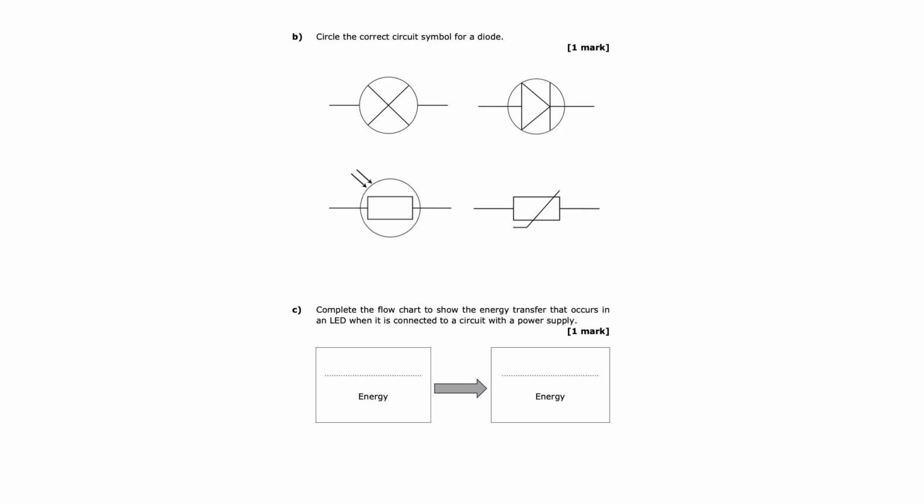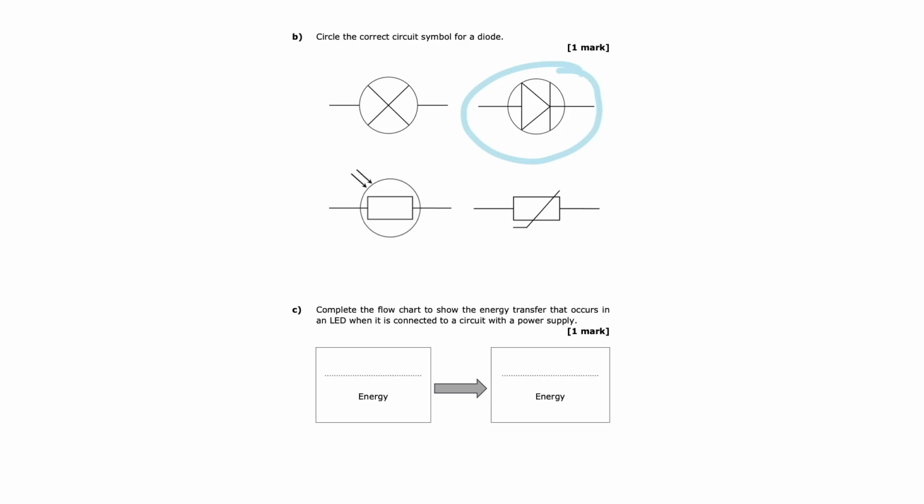Now we're asked to circle the correct circuit symbol for a diode. So we should know that a diode is this one. The circle surrounding it you may or may not see, but what you will always see is that triangle with a line at the end of its point.